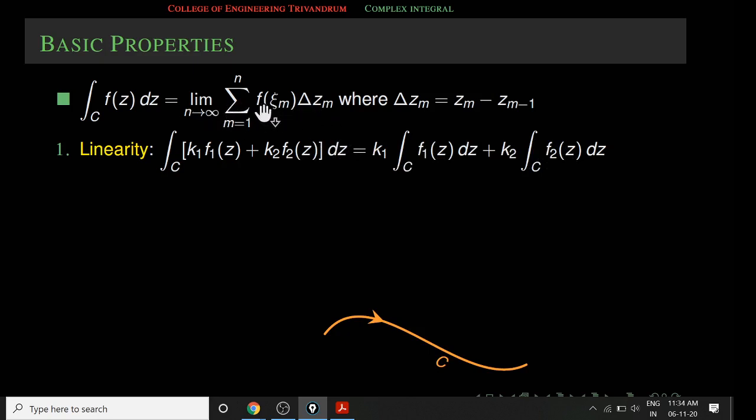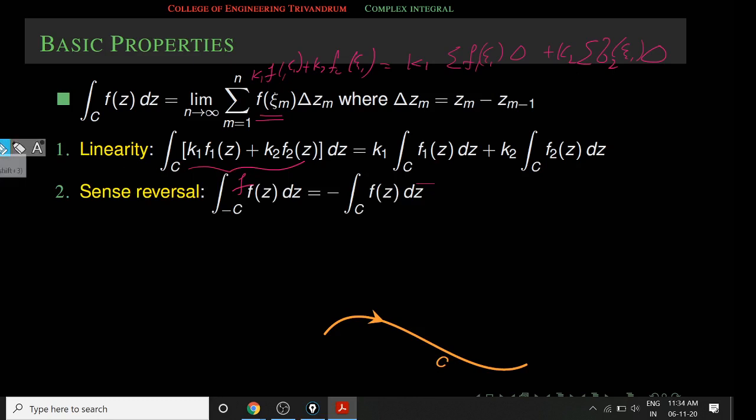We get this directly from the definition. In the place of f here, what will come? k1 f1 of ψ1 plus k2 f2 of ψ1 will come here, instead of f. Okay, this entire function is our f. Then we can split this summation like this: k1 sigma f1 ψ1 into delta plus k2 sigma f2 ψ1 delta. So this becomes k1 into integral over c1 plus k2 into integral over c2. So it is a direct consequence.